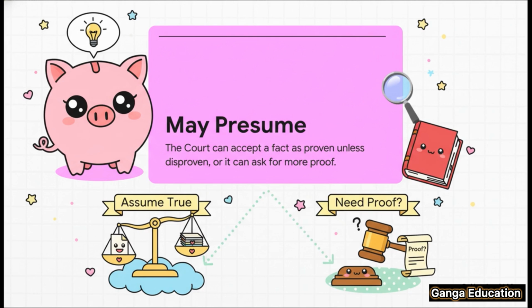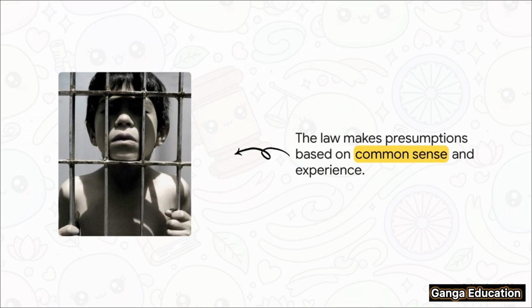Or the judge could say, nope, I'm not convinced. You need to bring me more proof. And these presumptions, they aren't just pulled out of thin air. They're usually based on common sense and life experience. For example, the way the law thinks about children, that's a perfect example of this.